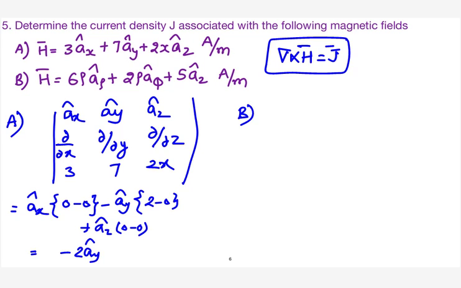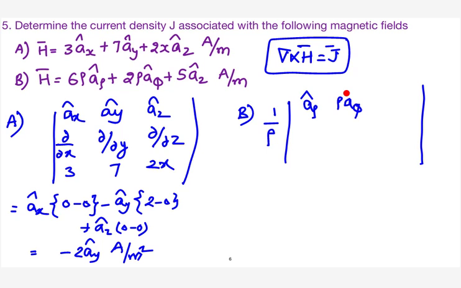The first one is correct, minus 2 A by cap. Yes, I hope everybody verified. So the answer is ampere per meter square. Do the same thing for the second one. When you are writing the second one, be careful about the scaling factors. So the scaling factor is 1 by rho. And the first row will be the same thing, A rho cap, multiplied with the scaling factors, rho into A phi cap, A z cap. One by rho is the scaling factor.